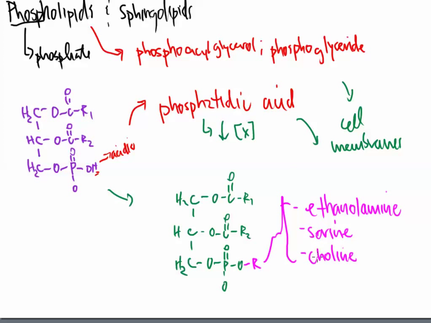Ethanolamine, what is that group? Well, ethanolamine is this oxygen that's hanging off of the phosphorus, and then ethyl, CH2, CH2, and then the word amine, and this is an NH3 that is protonated.